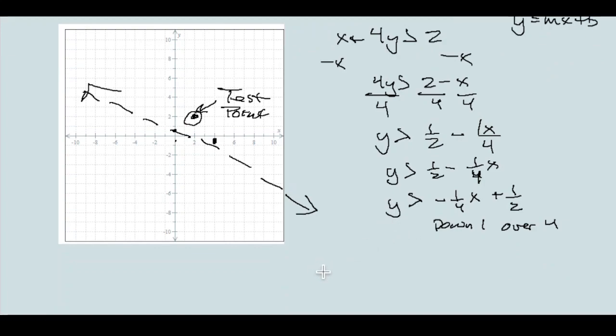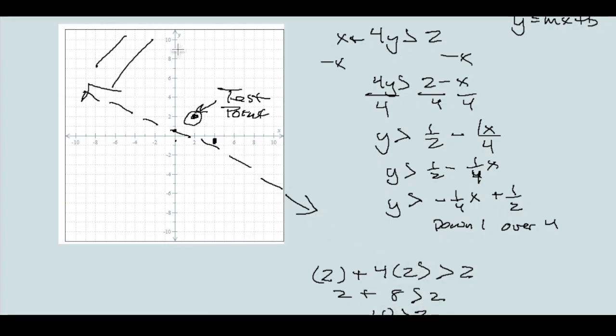So we're going to go 2 for x plus 4 times 2 for y is greater than 2. And so you have 2 plus 8 is greater than 2. Is 10 greater than 2? Yep. So what you're going to do then is you're going to shade this whole side. And Alex has this nice feature where it just shades it. Like you just click on it and it shades everything for you.